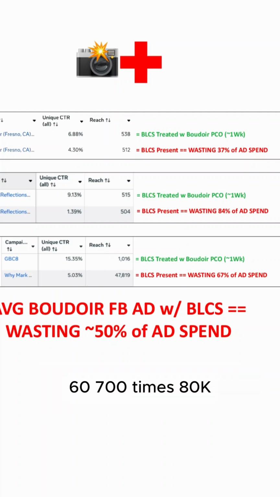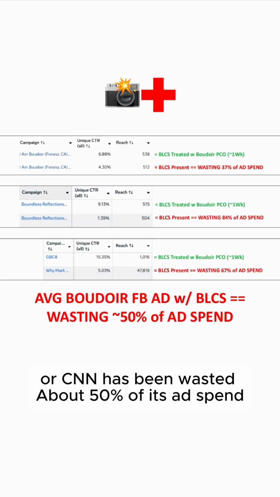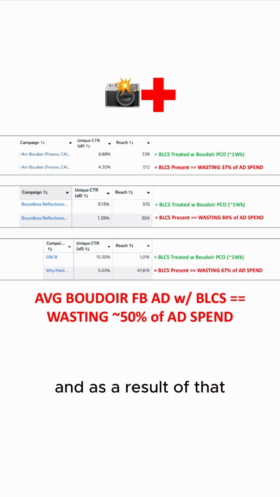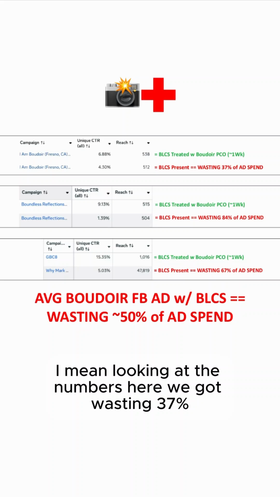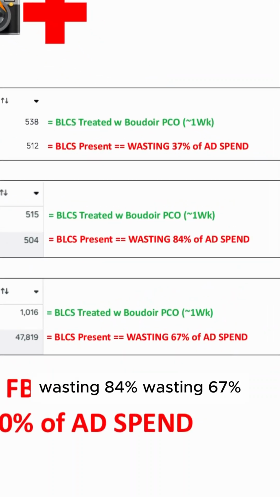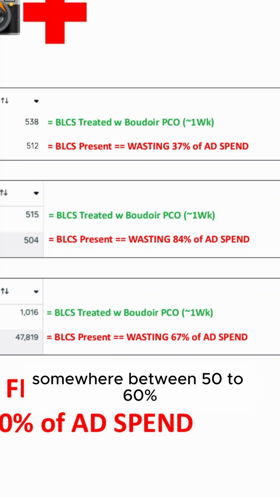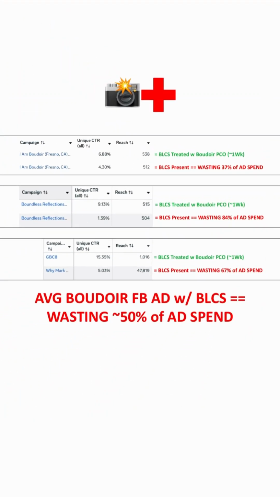6,700 times 12, about 80K. Now the average Boudoir Facebook ad with BLCS we're seeing has been wasting about 50% of its ad spend. Looking at the numbers here, we got wasting 37%, wasting 84%, wasting 67%. You take the average of these, somewhere between 50 to 60%. Somewhere in there, most likely.